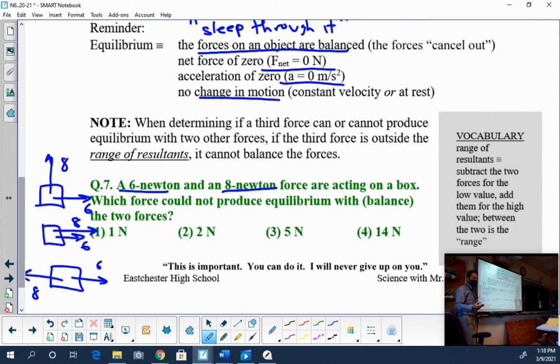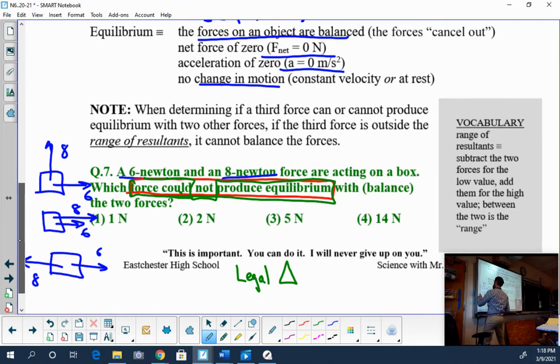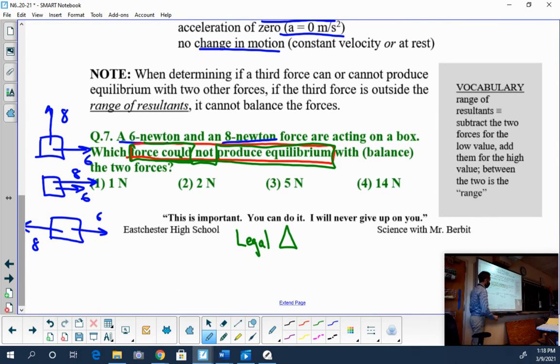The best way to think about these questions where they say, which force could not produce equilibrium? Or sometimes they ask the question, which force could produce equilibrium? It doesn't matter which way it's asked. Either way it's asked, the simplest way to answer this question, whether it could or could not produce equilibrium, is via a legal triangle. Now you learned in math class a legal triangle.